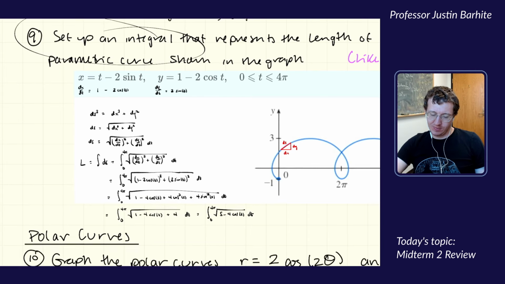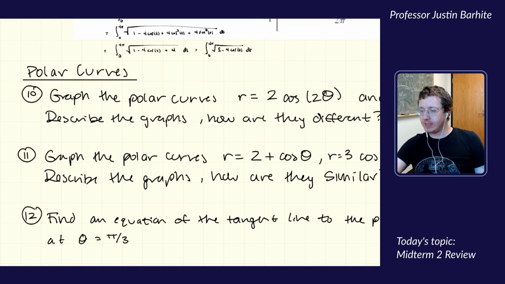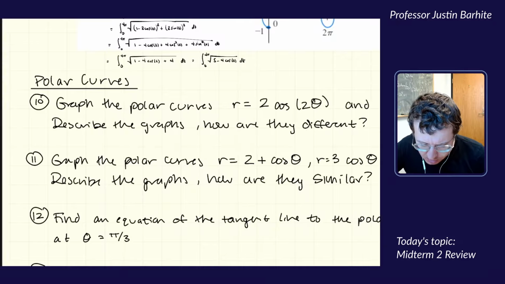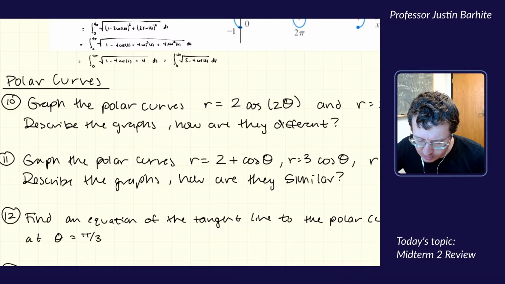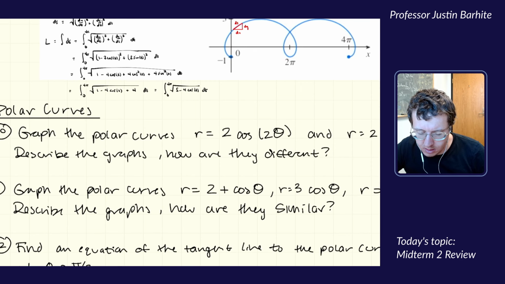Okay, let's move on to polar curves. Graph the polar curves r equals 2 cosine of 2 theta and r equals 2 cosine of 3 theta. Let's see.